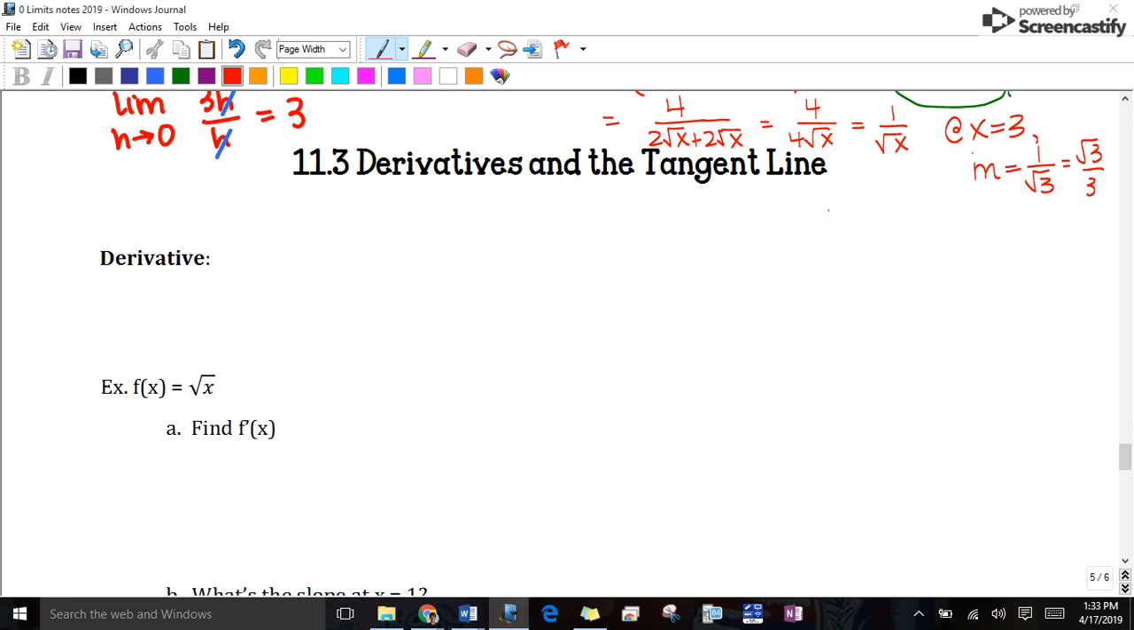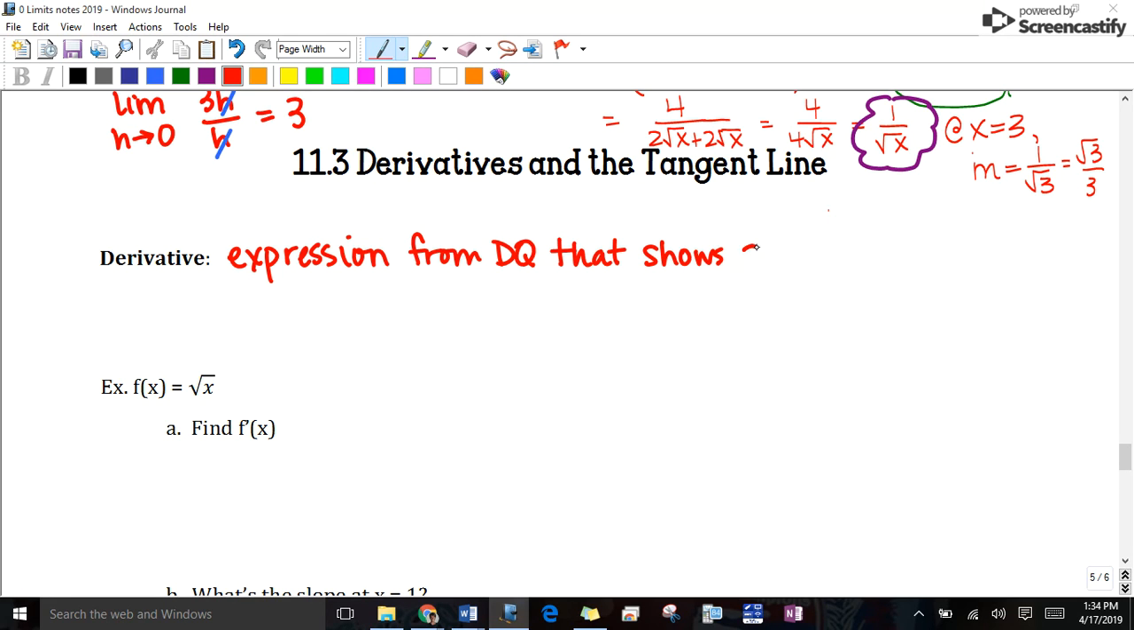So the derivative is this expression that we found in the last section using our difference quotient. It's that little formula that we have found to represent the slope at any point. Okay, so the derivative is the expression from the difference quotient that shows the slope of the function. So it's that step before plugging in an actual x value. So again, for this last function, it would have been just 1 over square root of x. That's the derivative of the function.